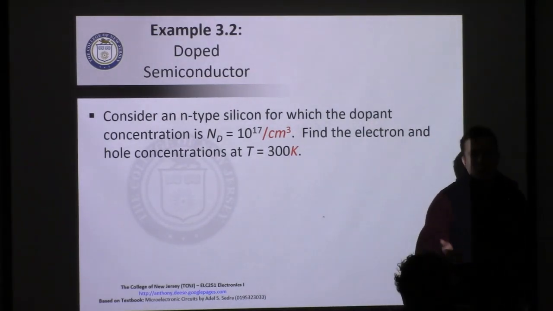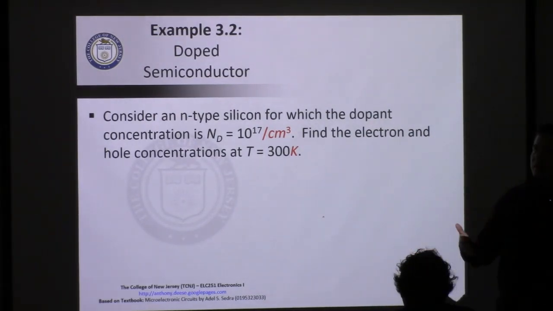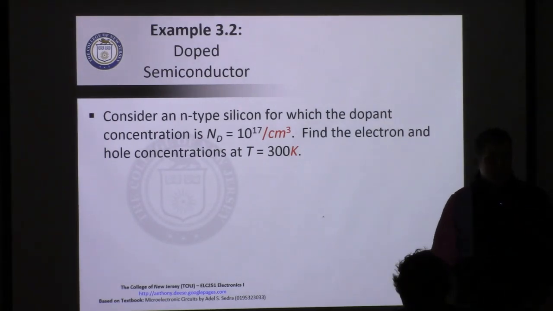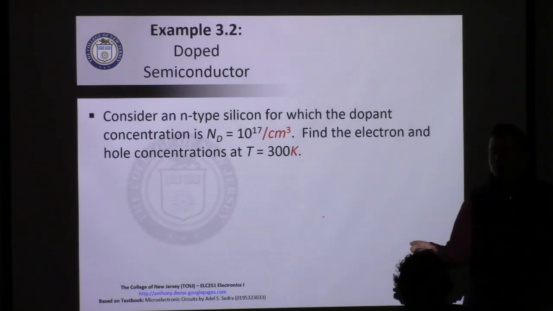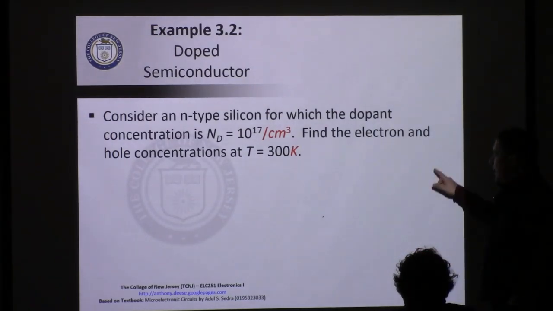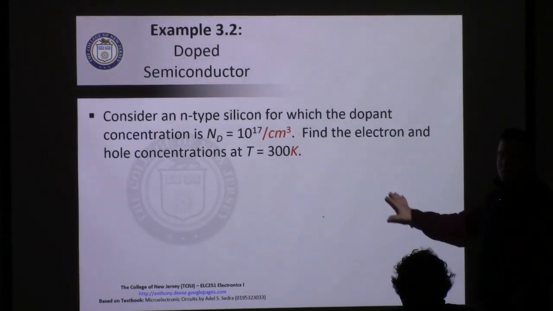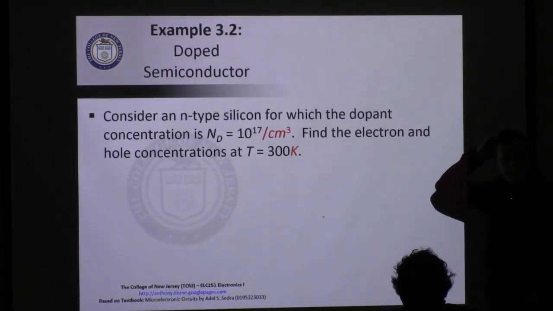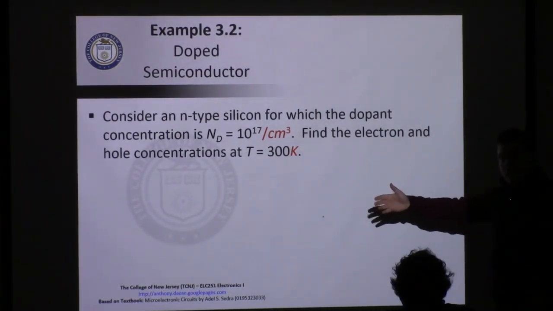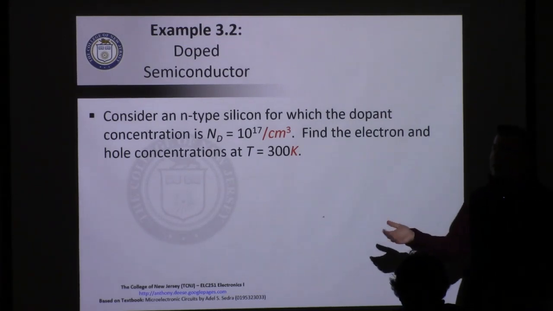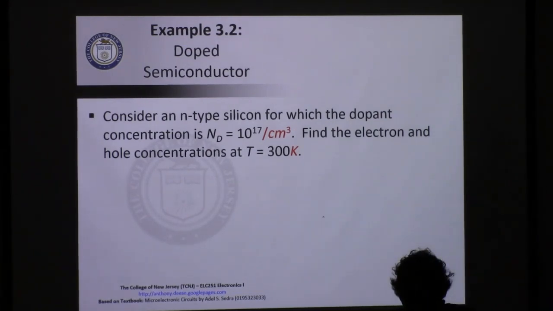The slightly harder part, still not hard, but slightly harder, is figuring out what the minority charge carrier concentration is. For that, we're going to use the equation we saw: Ni squared over the majority charge carrier concentration equals the minority. In order to use that equation, we have to calculate Ni using the temperature and all that good stuff. So let's take a look at the response. The answer.